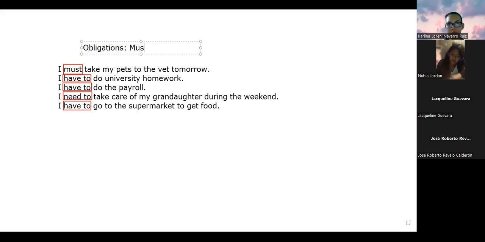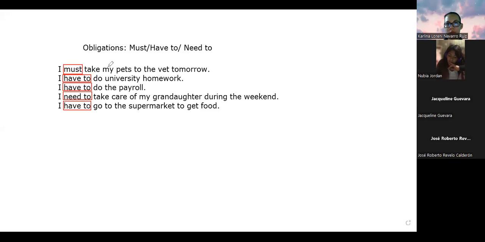Obligation. Lo pongo acá. Must, have to y need to. ¿Cuál es la diferencia entonces? Porque todas puedo redactarlas con las tres opciones. La flexibilidad, ¿sí? Esa es la diferencia.